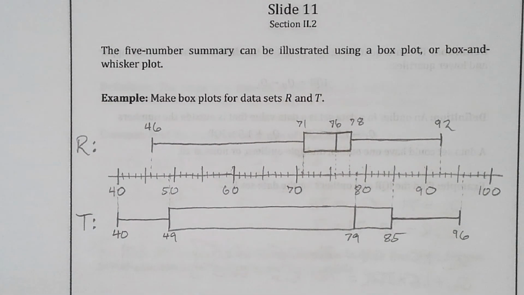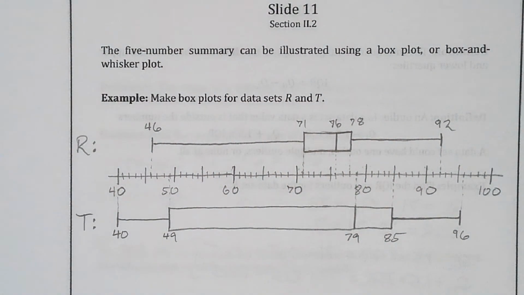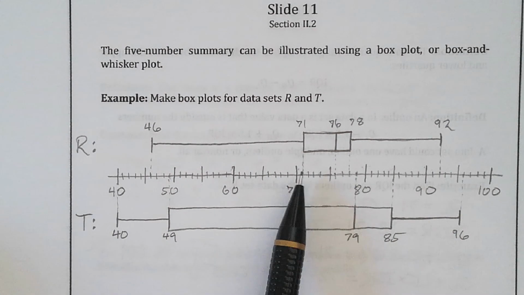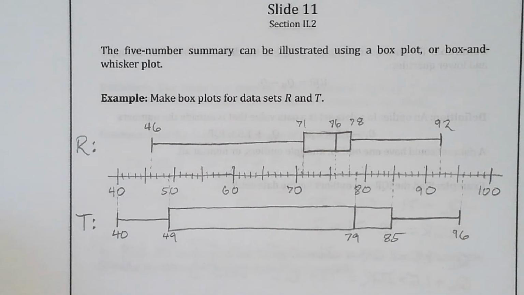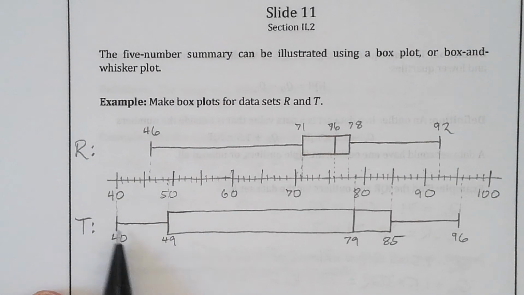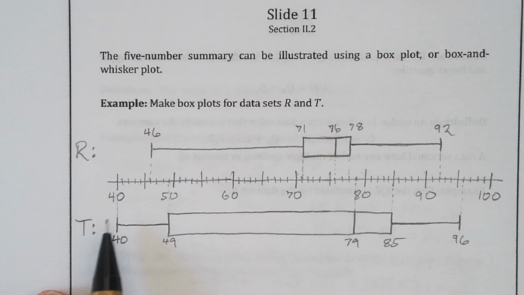Now I can look at these 2 data sets side by side, and I can see a lot about how they're distributed. I can see that T has a very spread out middle, whereas R has a very compact middle. I can see that by comparison, the lower quarter of T is fairly compact, which would tell me that I'm probably going to have a lot of atypical scores in here.